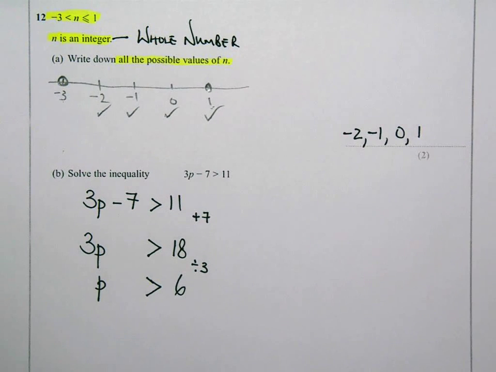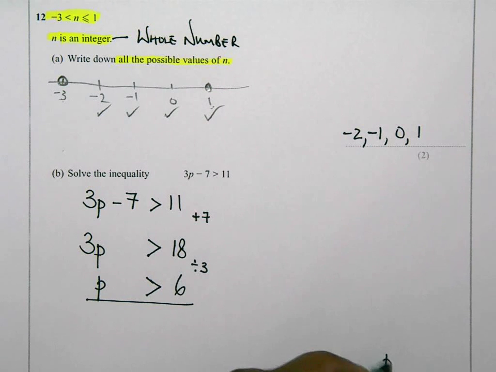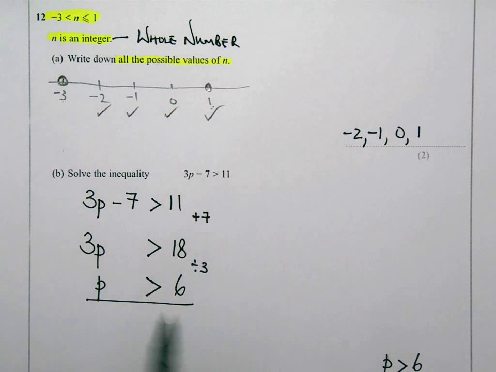So that is my final answer, and that will get me my 2 marks. In the answer space, I'm going to write p is greater than 6. I'm going to just rewrite this in the answer space. That's 2 pretty straightforward marks.